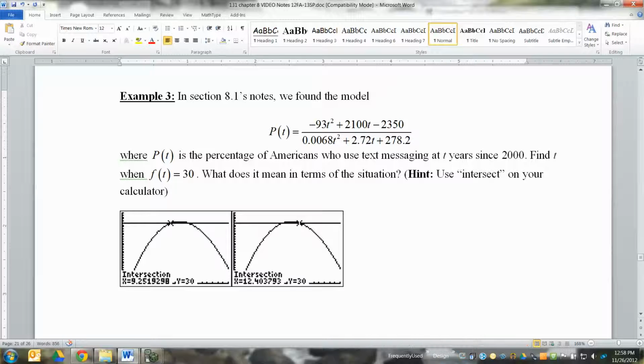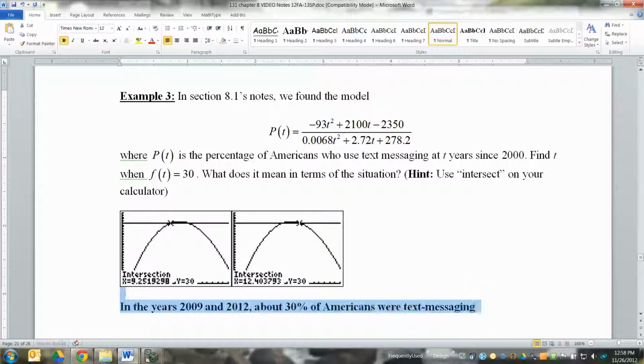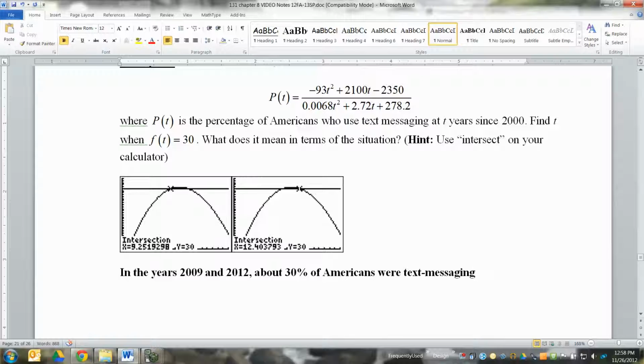Now, what does it mean? It means that in the years 2009 and 2012 or so, right? About 30% of Americans were text messaging, according to the model.